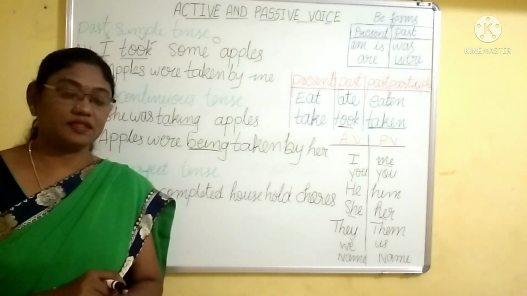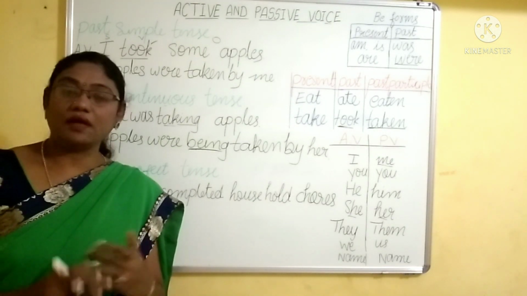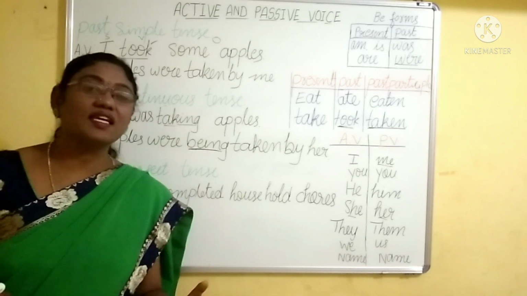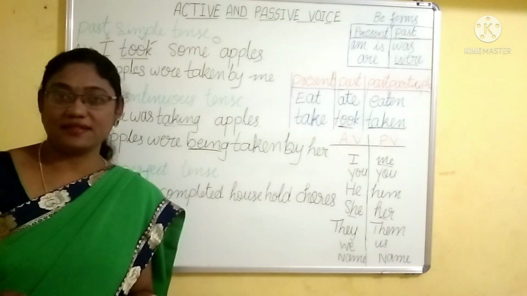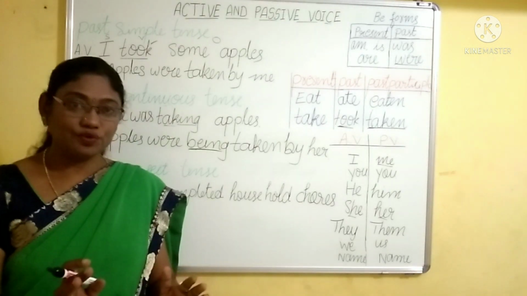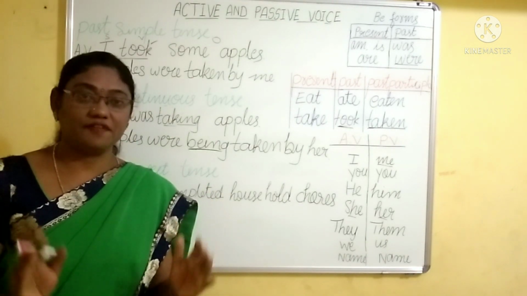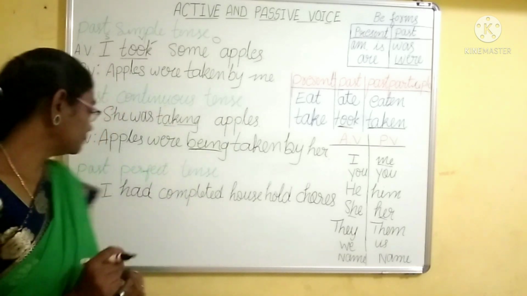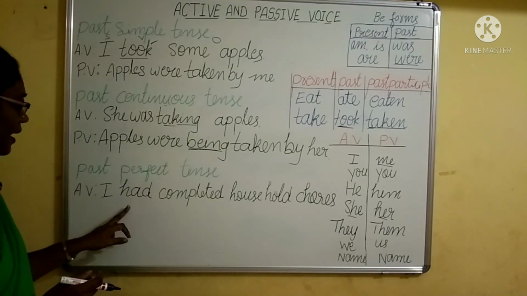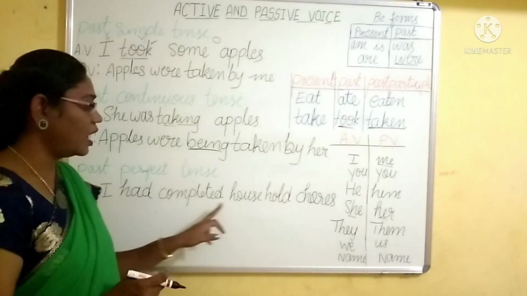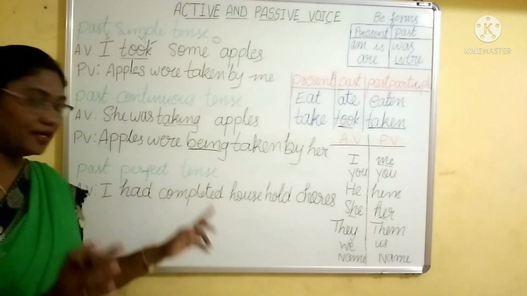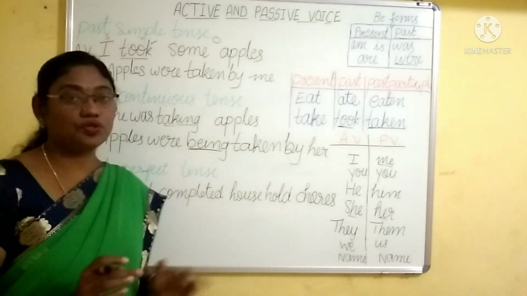What is past perfect tense? When we were talking about the present perfect tense, we had seen the helping verbs have and has, right? But in this case, we have to use had in past perfect tense. That is the rule. I have written a sentence here. I had completed household chores.